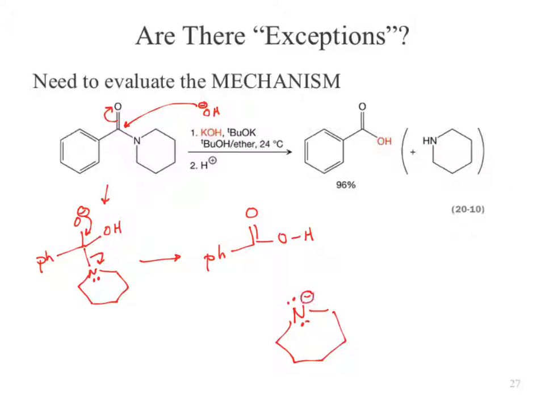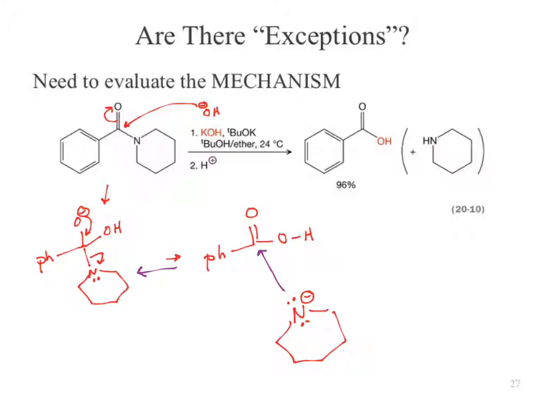N minus. Is N minus a stable thing? No. Because it is unstable, what is it going to do? Okay, it's going to find a positive. Where's there a positive? Immediately in that carbonyl, it could immediately go back. The problem with this step, it is heavily equilibrium dependent, and it's going to favor the reactants.